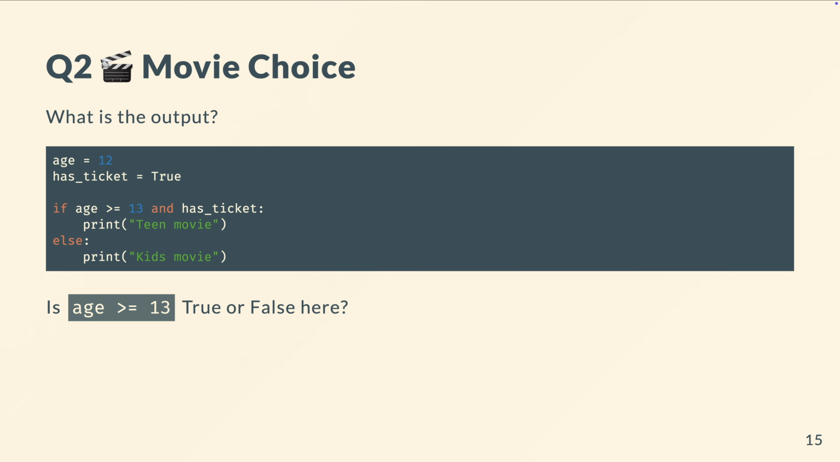Now, question 2. Age is 12. Has ticket is True. The if condition is age greater than or equal to 13 and has ticket. Let's check the first part. Is age greater than or equal to 13? 12 is not greater than or equal to 13, so that part is False. Now think, False and True becomes what? What is the output? Pause and answer.